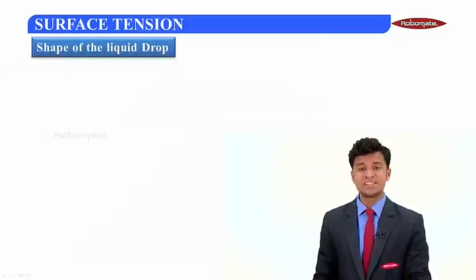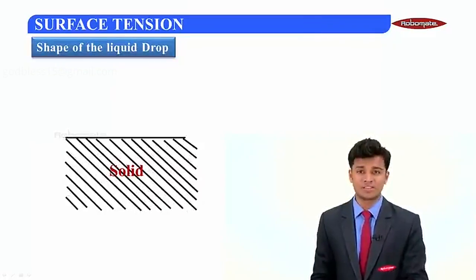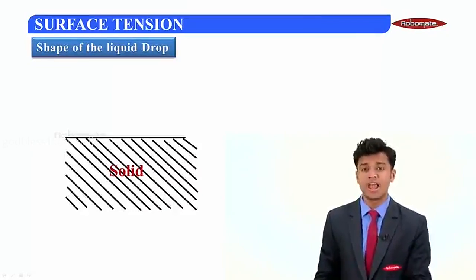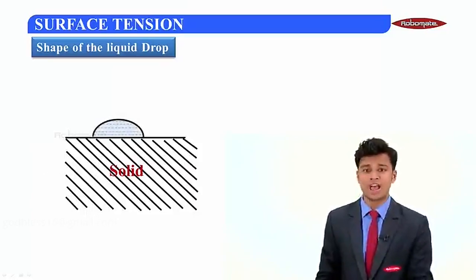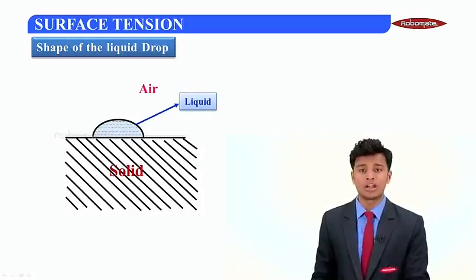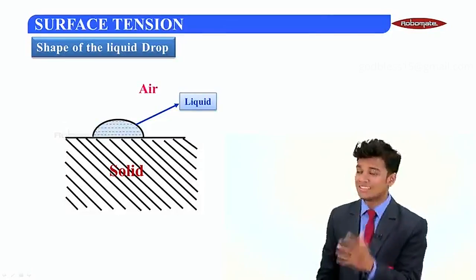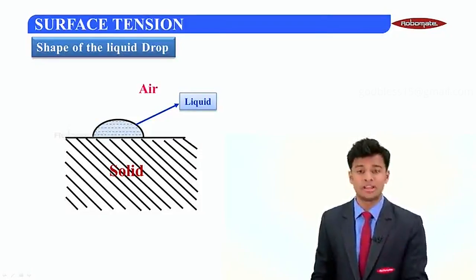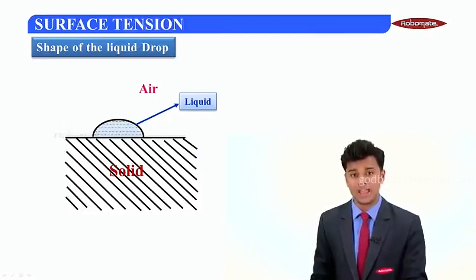Now class, consider a system made up of three things. That is, I have a solid substance and on that solid substance I have a liquid drop. And the solid and the liquid, they both are in contact with air. So I can say that this system consists of three different media, that is solid, liquid and air.